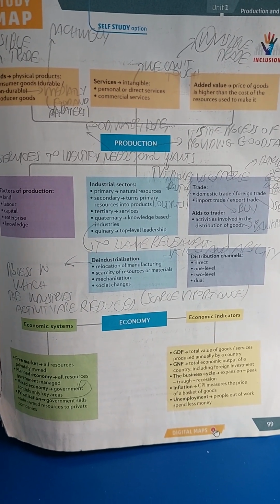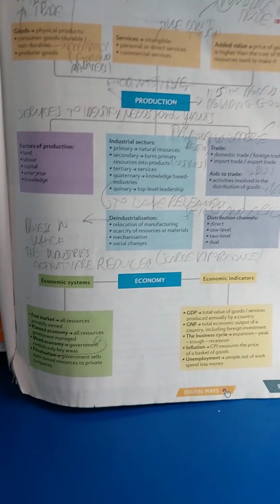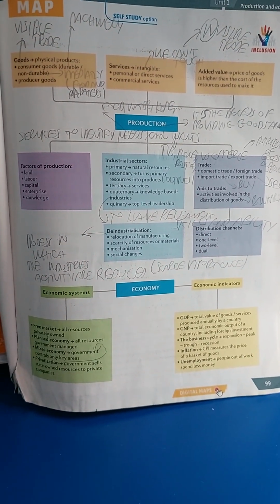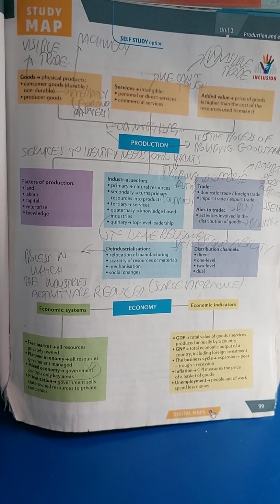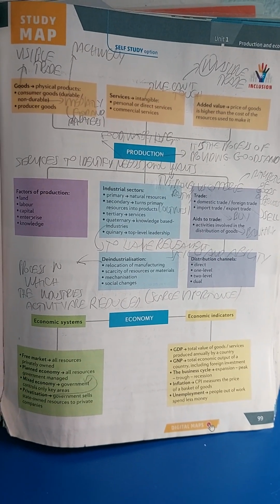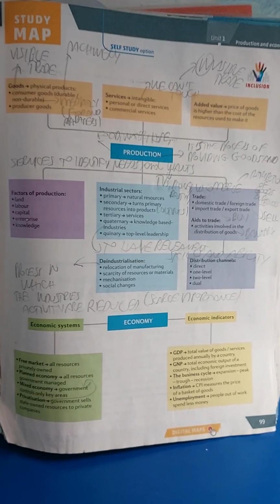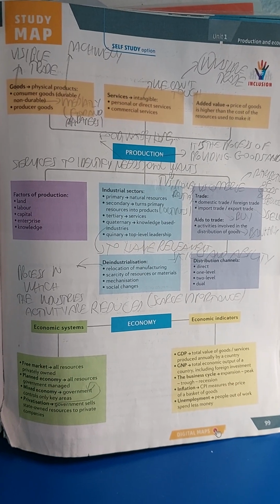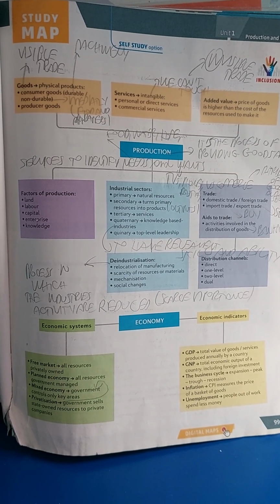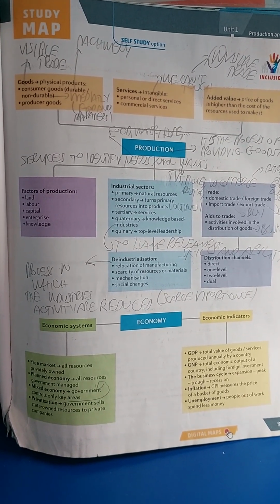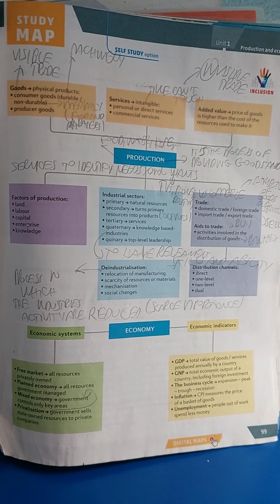Then there is the distribution channel: direct, one level, two level, dual. And we saw the economic systems. For example, the free market: all resources are privately owned, and the level of taxation is lower. In the planned economy, all resources are managed by the government, in the quinary sector, and there is a lack of innovation as a disadvantage of the planned economy. In the mixed economy, government controls only key areas, and the disadvantages of the mixed economy are the following.